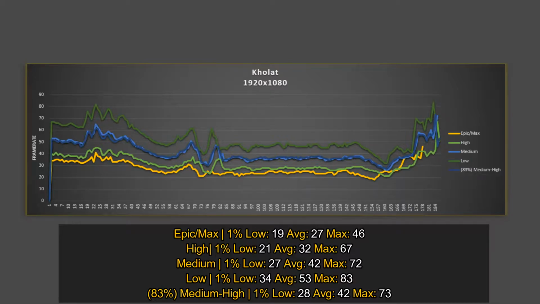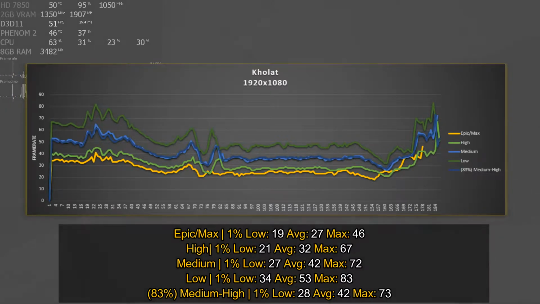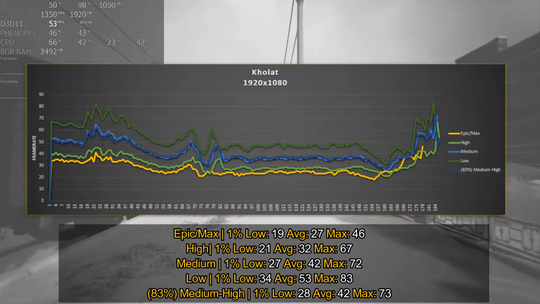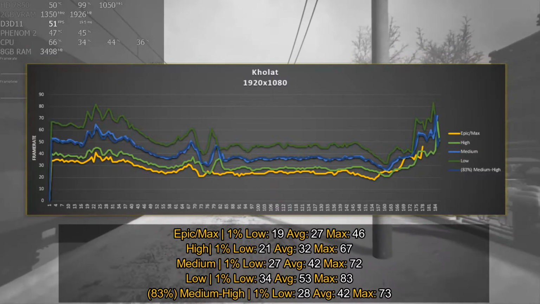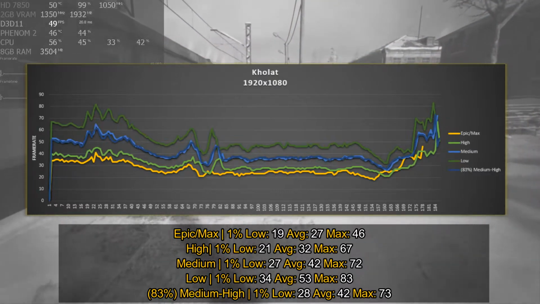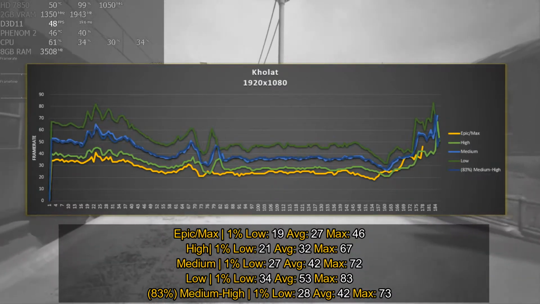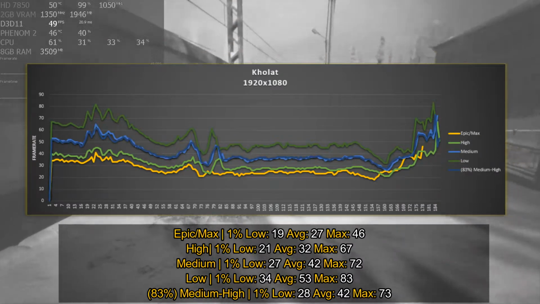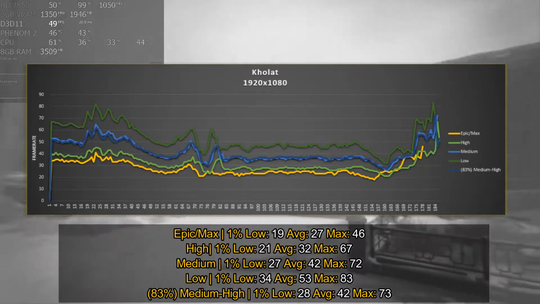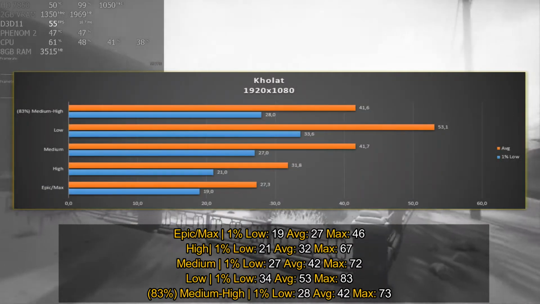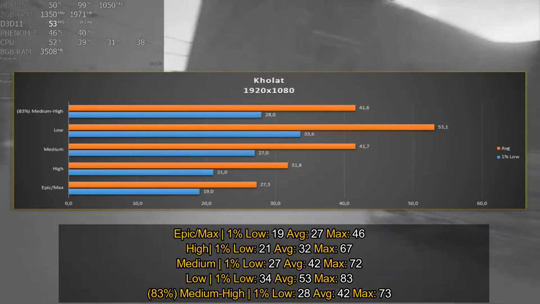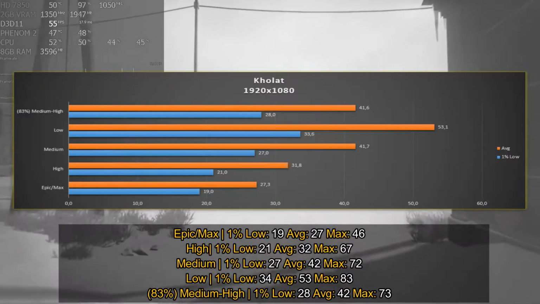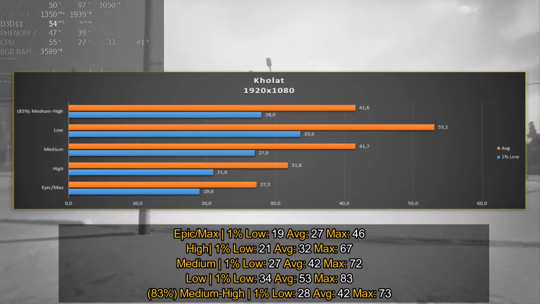As you can see on the graph, the frame rate difference between the medium settings and the 83% medium-high is pretty much the same. If you go with the high or epic settings, the frame rate is not that bad, but you are going to find that the game spends a lot of its time below 30 frames per second. And if you decide to go with both settings, you get an experience above 30 frames per second, which is pretty good, but I was avoiding going with both settings.